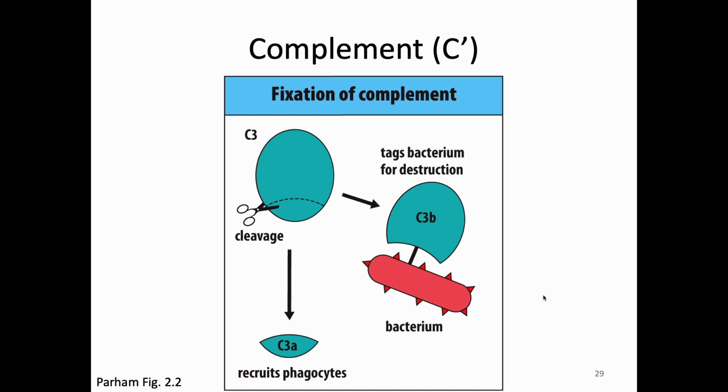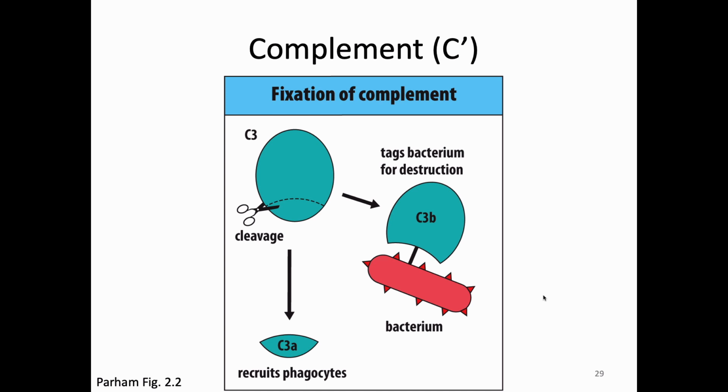Sometimes complement is abbreviated as C prime. So if you are reading a paper and you see something about C prime, they mean complement. Complement involves a whole bunch of proteins of the innate immune system. You can see one example of such a protein here called C3. These proteins get cleaved by some protease. And when they get cleaved, they split into two parts, a big part and a small part.